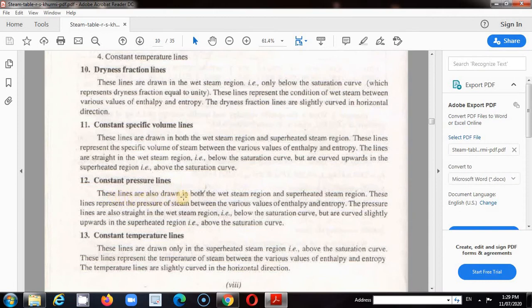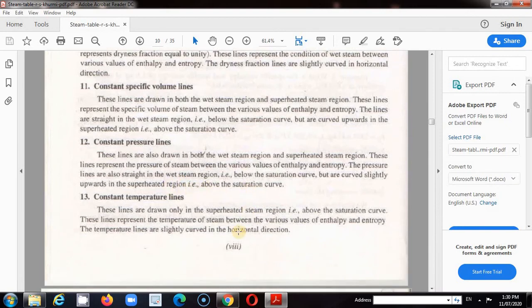Now the next is the constant pressure lines. These lines are drawn in both the wet steam region and the superheated steam region. These lines represent the pressure of the steam between the various values of enthalpy and entropy. The pressure lines are also straight in the wet steam region, below the saturation curve, but curved slightly upward in the superheated region, that is above the saturation curve.